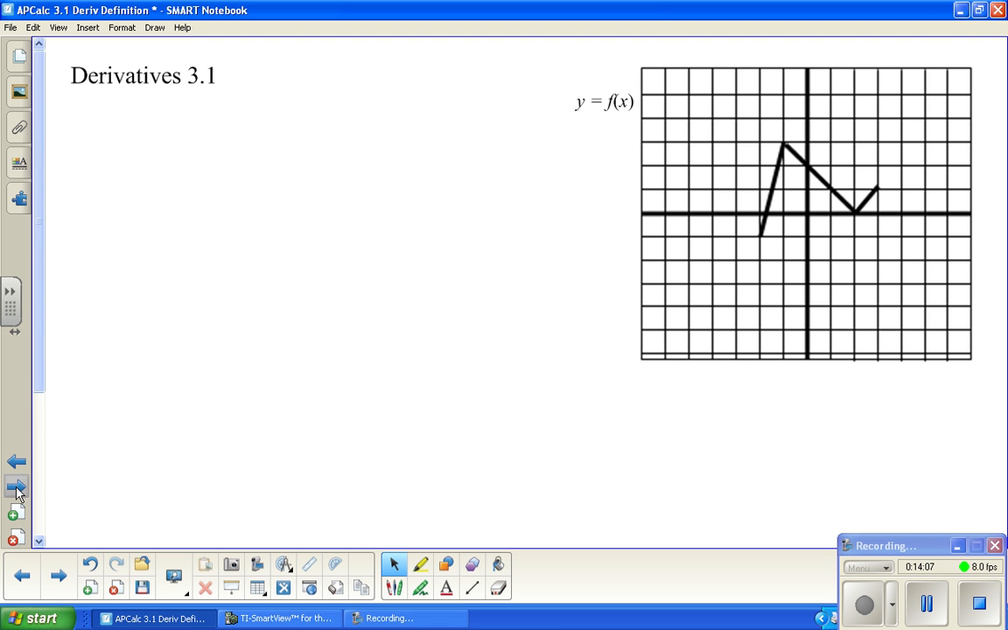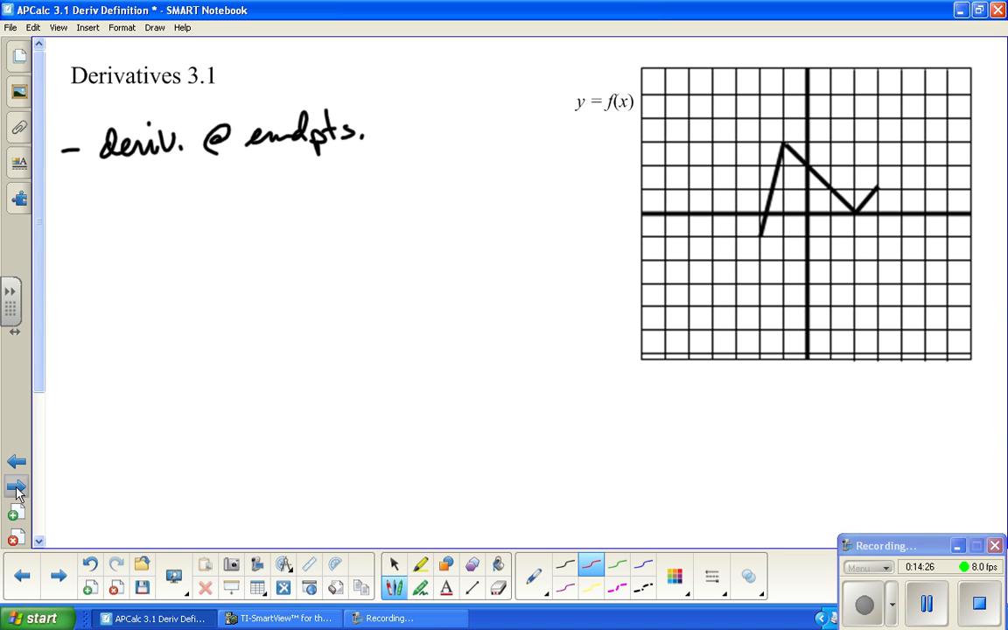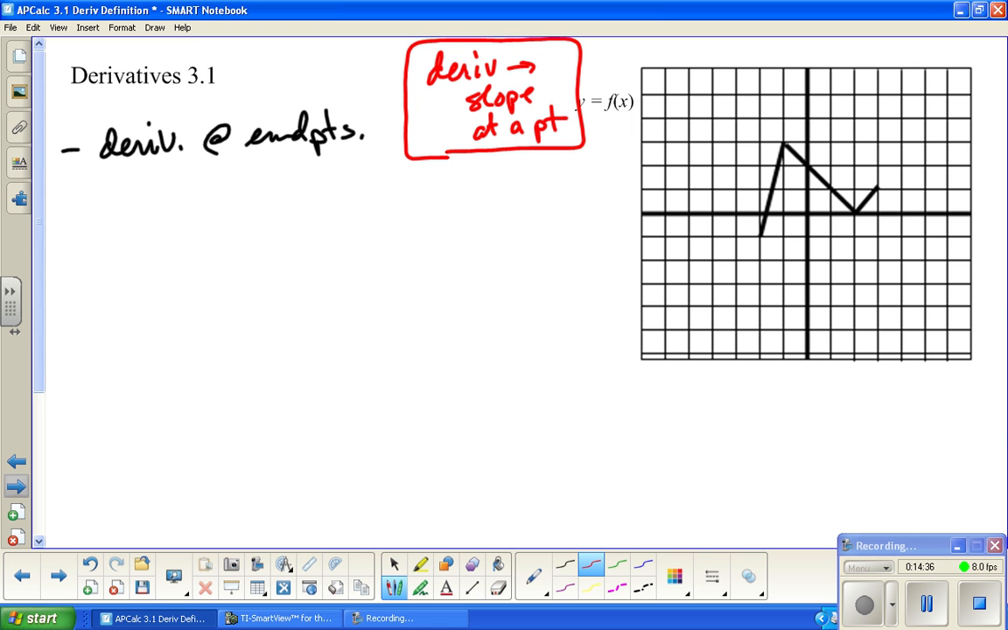Ooh, look at that. That's pretty. Okay, I want to talk a little bit about derivatives at a point. Derivatives at the endpoints. And so what I want to do first, though, is talk a little bit about derivatives from a graph. And I need you to remember that derivative basically means, in its basic idea, slope at a point, slope of a tangent line, slope of whatever. Okay, if it's a curve, slope of a tangent line.